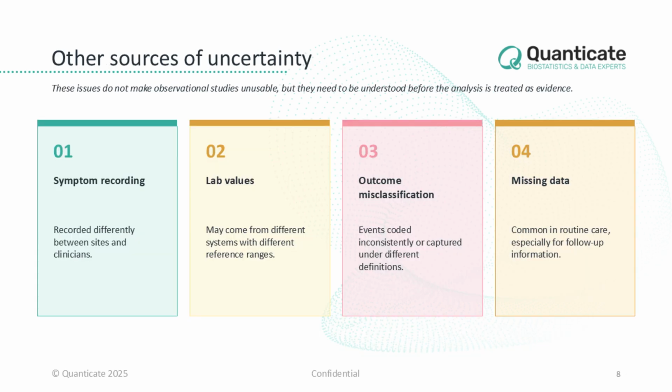Measurement can add further uncertainty. Symptoms may be recorded differently between sites. Lab values may come from different systems. Outcomes can be misclassified, and missing data is common. These issues need to be understood before the analysis is treated as evidence.